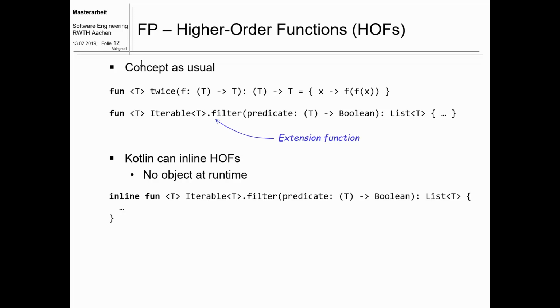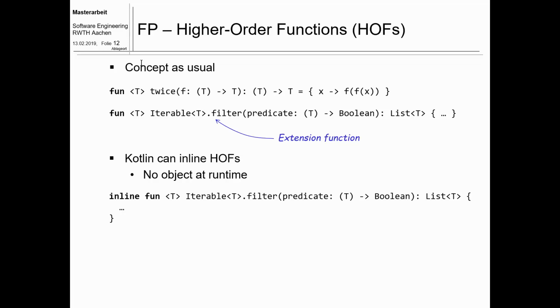So you can simply use the inline modifier in front of a function, and that basically tells the compiler to inline the lambda that you pass into this function to each of the call sites. So when you call filter and you pass in, let's say, it is greater than 2, it will just inline the function body of this filter function into each place where the filter function is called.